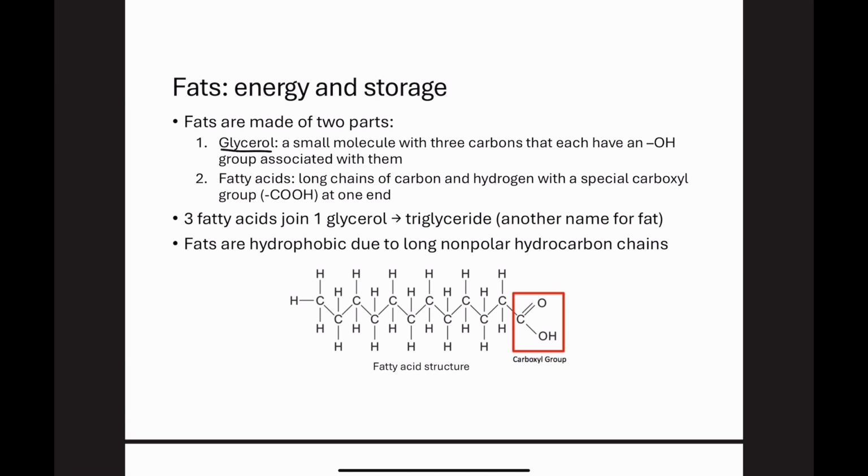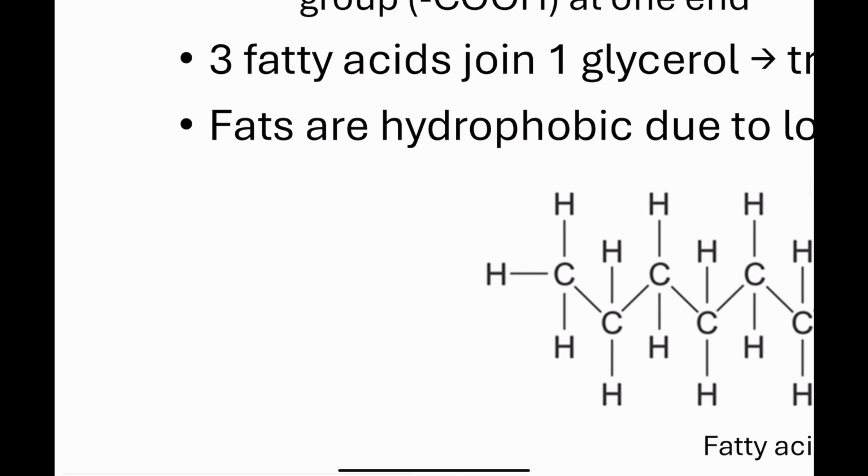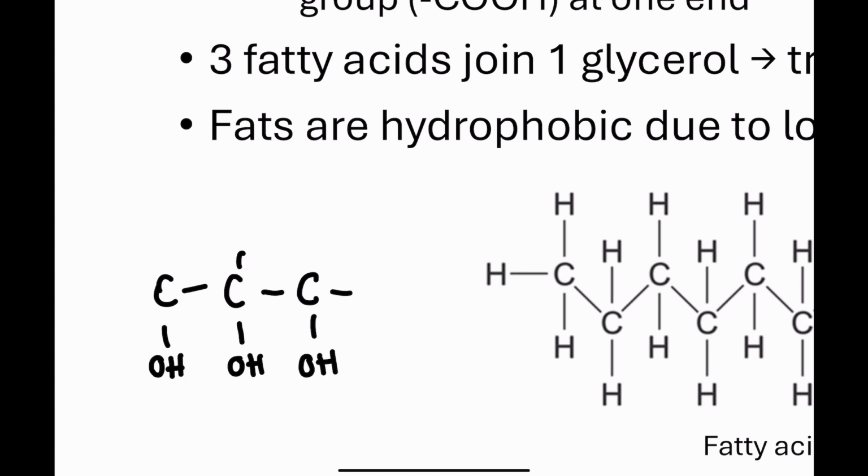Glycerol, which is a small molecule. It's a 3-carbon alcohol that's going to have a hydroxyl group attached to each carbon. And this is what glycerol looks like. We have our 3 carbons, and we have our hydroxyl groups attached to each of them. And then we have all of our hydrogens as well. So this is the structure of glycerol.